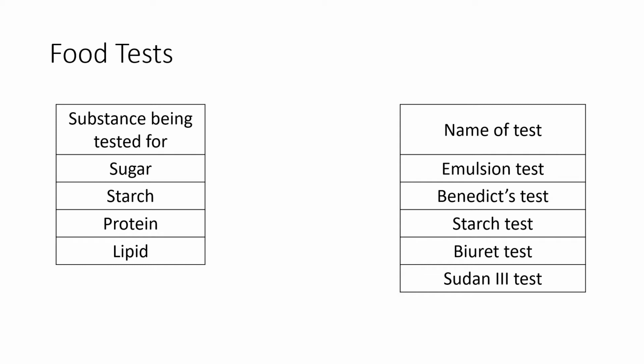In terms of answers, a sugar test, what we would do is the Benedict's test. To test for starch, we would do a starch test. To test for protein, what we do is a Biuret test. And lipids, we actually have 2 potential tests.